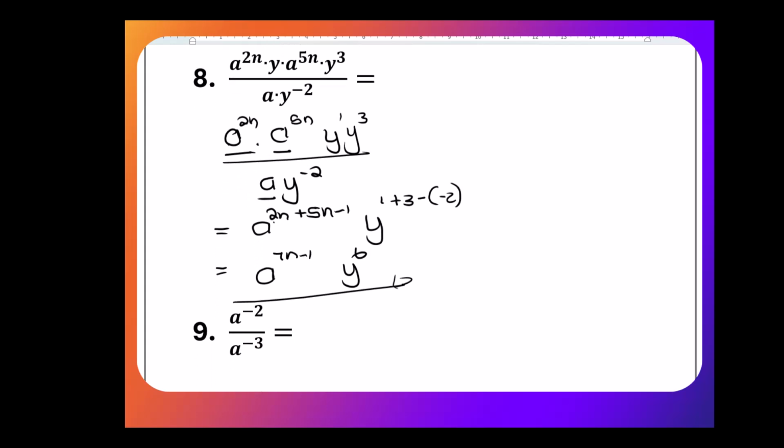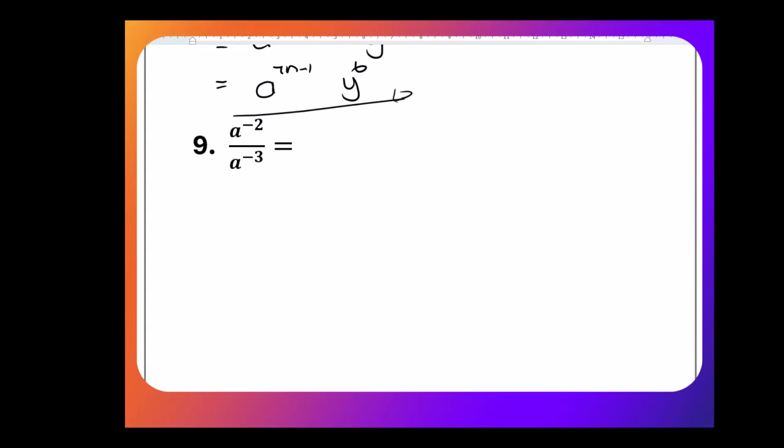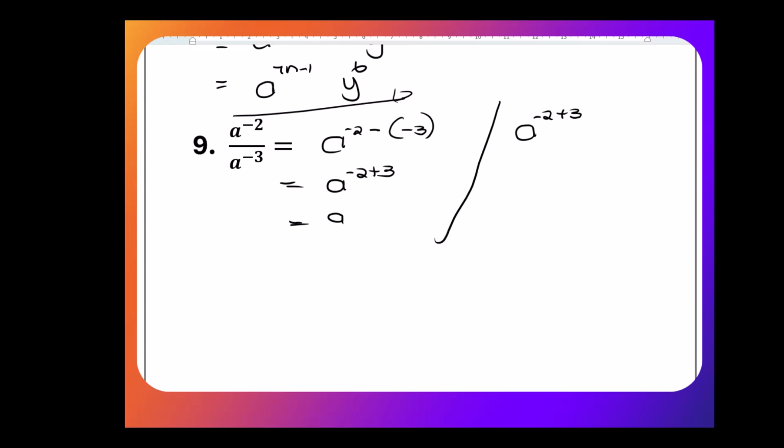If I look at the next example, a to the negative 2, a to the negative 3. Base is the same, we divide, we subtract. So I'm going to have a to the negative 2, negative negative 3. So that gives me a to the negative 2 plus 3. So my answer is a. Or you can just straightforward go and say a to the exponent negative 2. The moment we subtract, we change the sign. So this is now a negative. It will change into a positive, and then my answer is a.